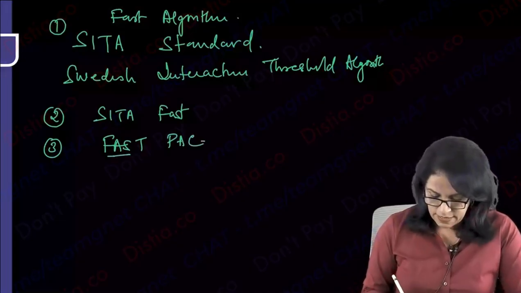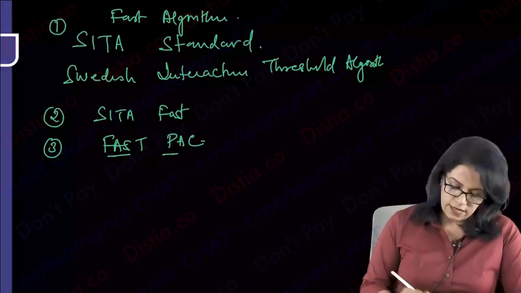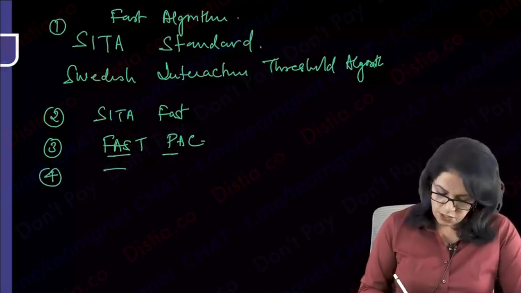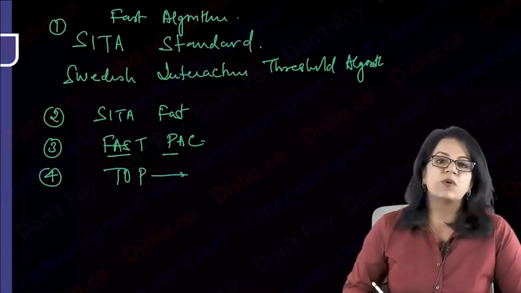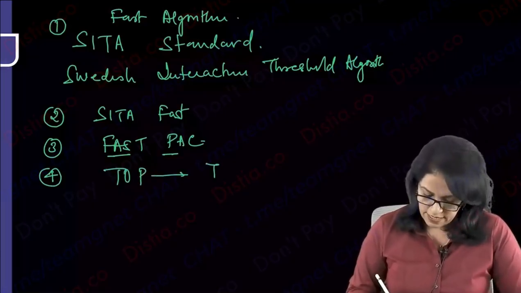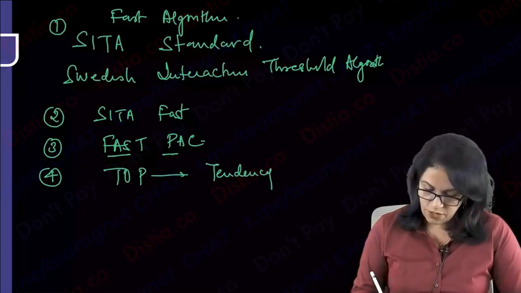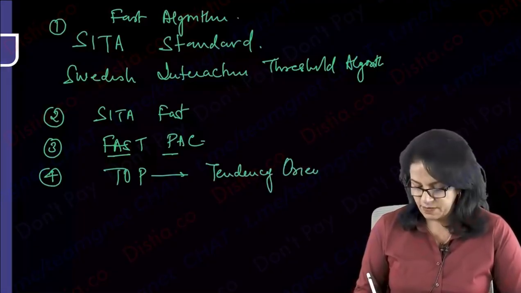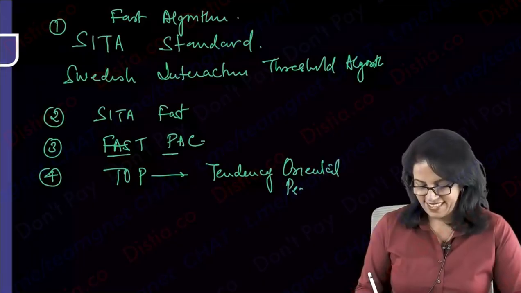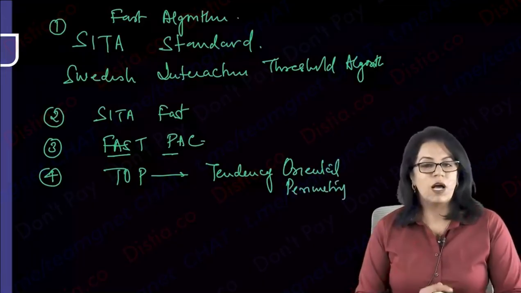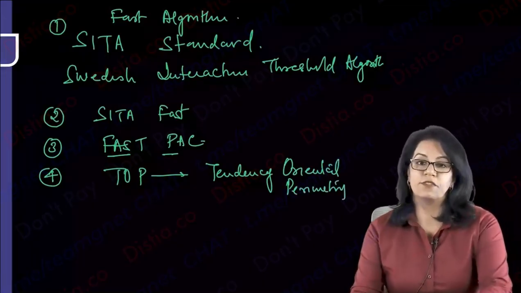And then fourth, just know the name TOP. What is TOP? It is Tendency Oriented Perimetry. I would only want you to be familiar with the names, nothing else. Okay, that's it. Okay, what about some higher sensitivity visual fields?